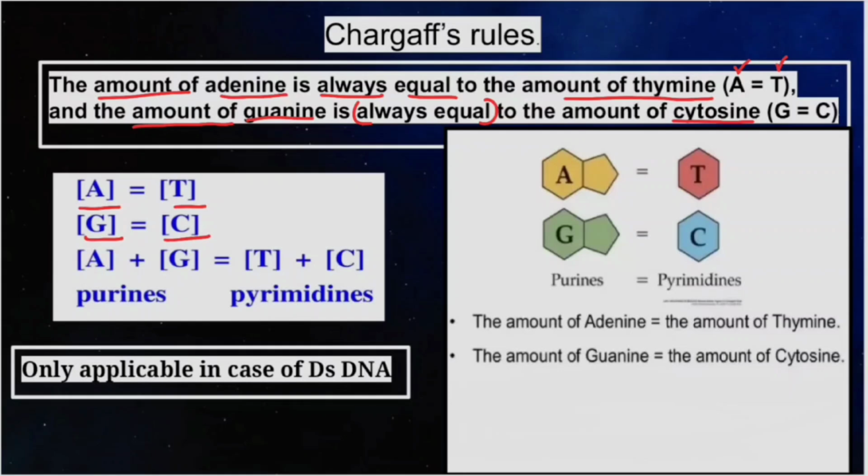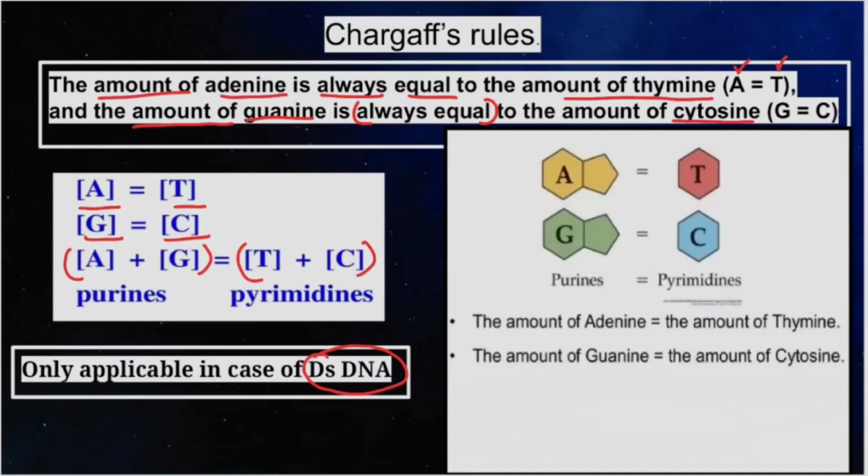So, we can conclude that the total number of purines of a DNA will be equal to the total number of pyrimidines. Okay. Also, we have to understand that this is only applicable for double-stranded DNA, when DNA is showing complementary base pairing with the help of Watson and Crick base pairs.